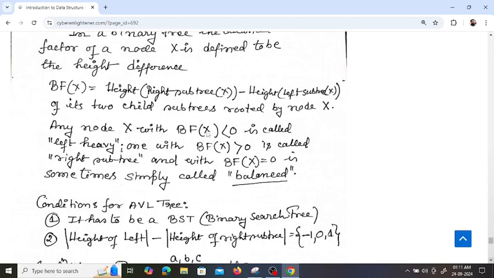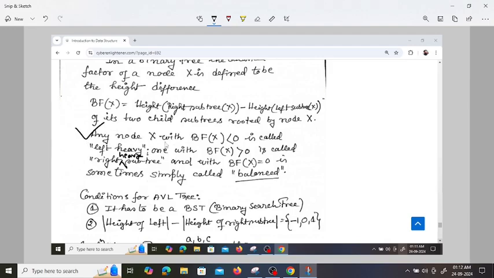Any node X with balance factor less than 0 is called left heavy, and one with balance factor greater than 0 is called right heavy. If the balance factor is equal to 0, it is simply called balanced. A balanced tree is always better, as we have seen in the quicksort algorithm. If the tree is balanced, then the time complexity is always less.